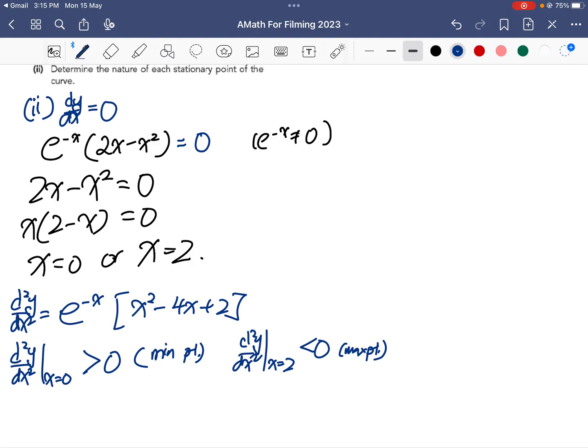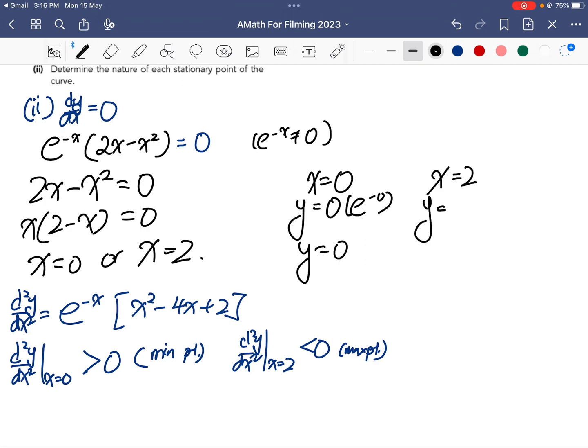So now what you need to do is also to find the y values itself. When x equals 0, the y value equals 0 times e to the power of negative 0. The y value is 0. When my x value equals 2, my y value is 2 squared, which is 4, times e to the power of negative 2, which equals 4 over e squared.